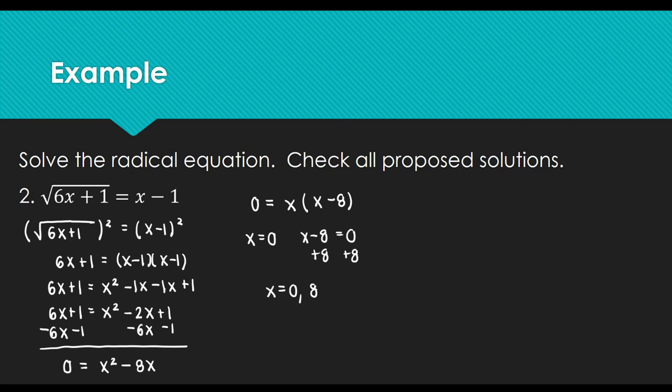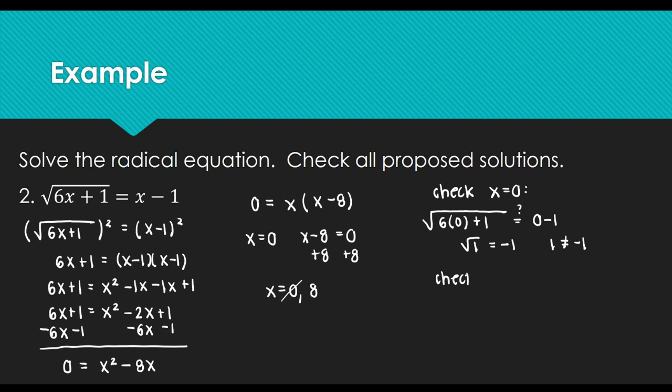But I can't just circle them. I have to check. So let's check when x equals 0 first. So going back to the original equation, underneath the square root, we'll have 6 times 0 plus 1. And I want to know, does that really equal then 0 minus 1? Well, anything times 0 is 0. So we're dealing with the square root of 1 equals 0 minus 1 is negative 1. And notice that 1 does not equal negative 1. So that one does not check out. So 0 cannot be my answer.